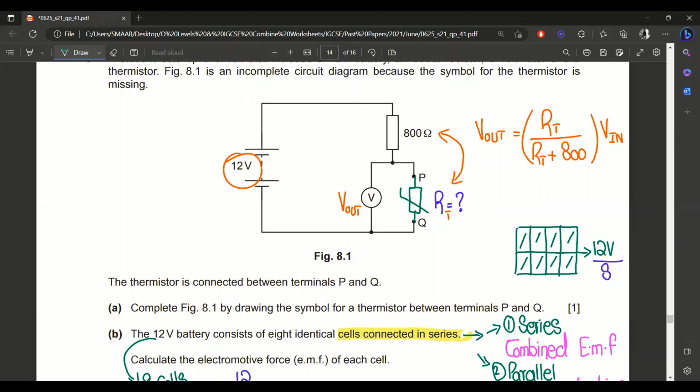Thermistor actually works on temperature. It's a variable resistor, and the thermistor is a component whose resistance changes with the change of temperature, right? So if we increase the temperature, what will happen? The value would increase.